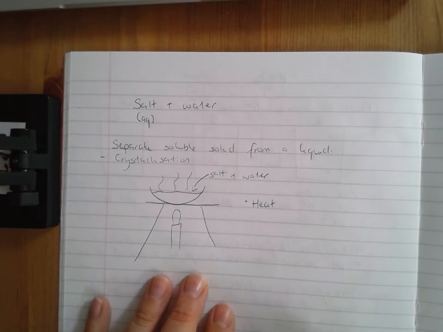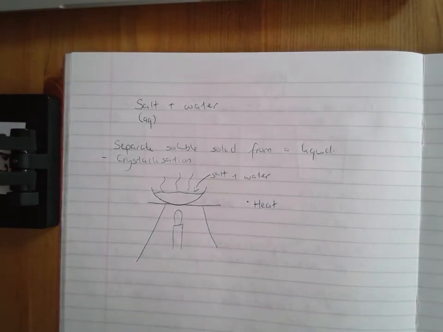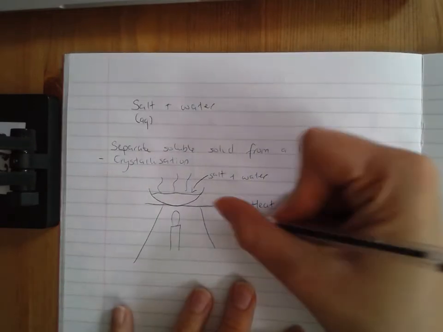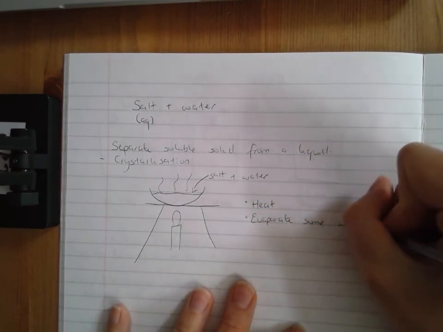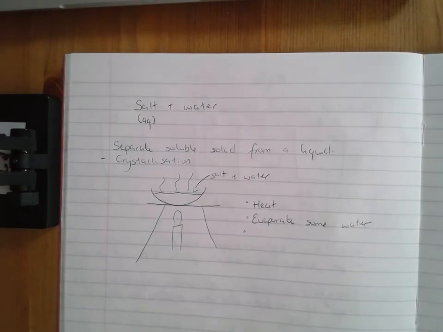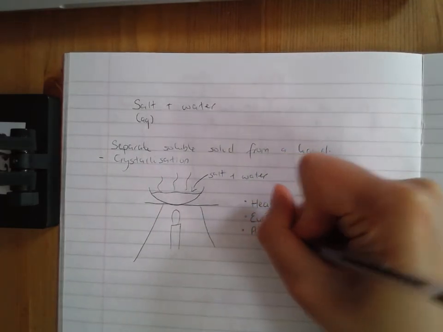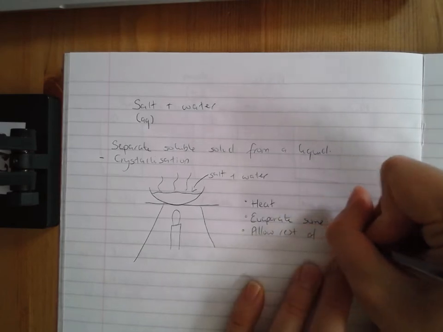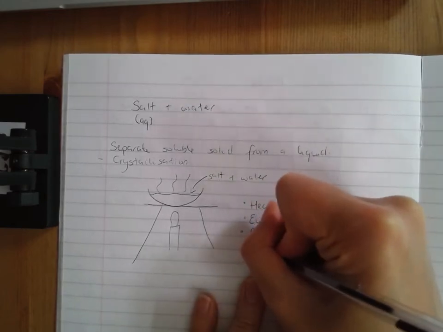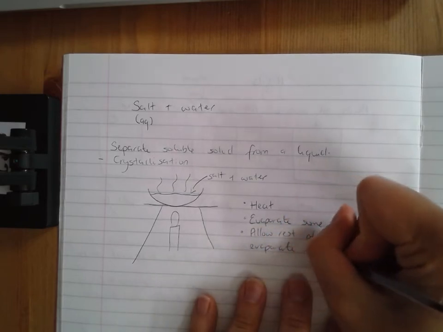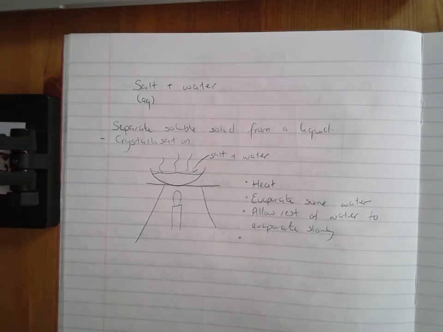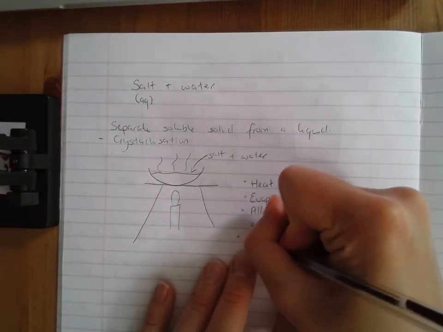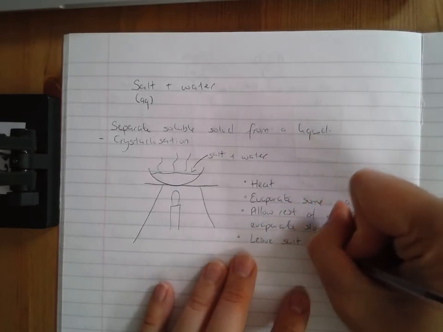When you're doing this, however, it's important that you don't heat it really quickly and evaporate the water really quickly. If you evaporate off all the water really quickly, you just end up with mush. So you're going to heat, you're going to evaporate some of the water, and then you're going to turn that heat off and you're going to allow the rest of the water to evaporate slowly. The reason you do this is because you'll form larger salt crystals if you let the water evaporate slowly. And then you're going to leave your salt crystals to dry.